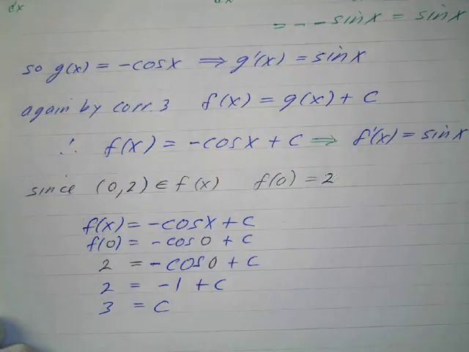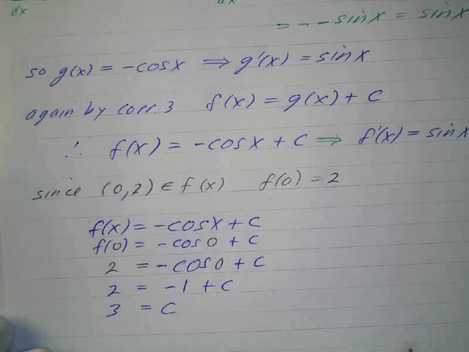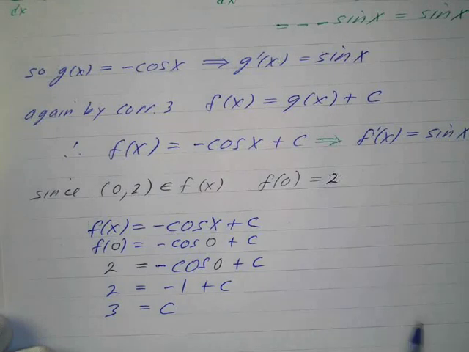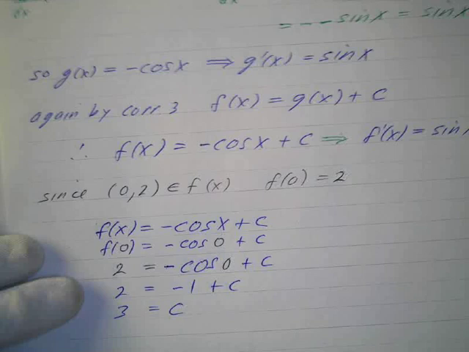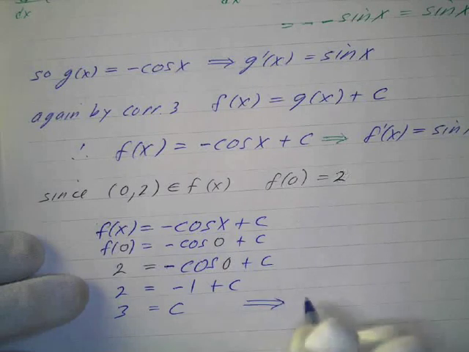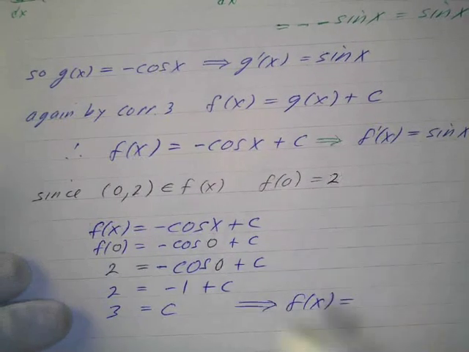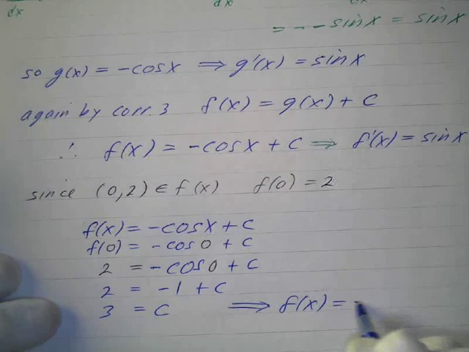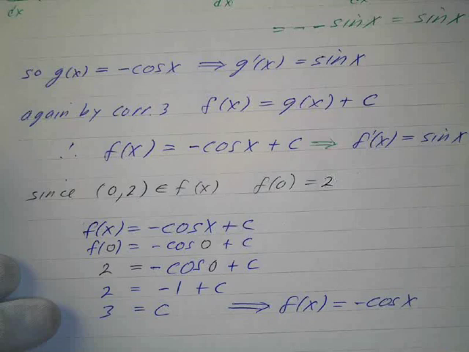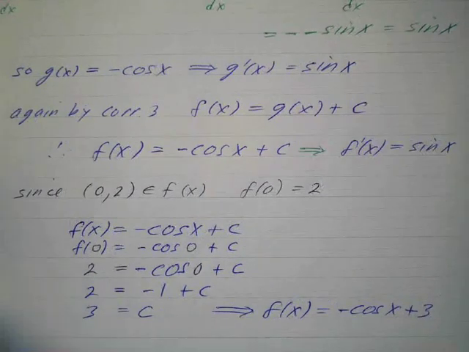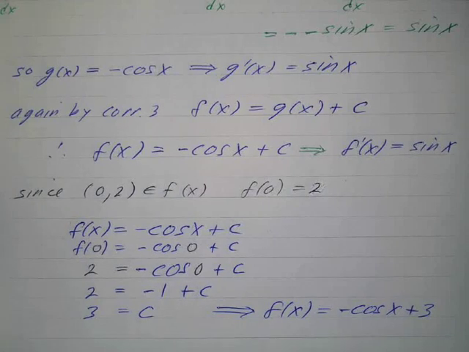Because we know that f of x, we can just put that right back in there, and then we can say that f of x equals the negative cosine of x plus c, but what's my c? My c is 3. And these are the next set of problems, to actually find what the value for c is. Okay? So hope that helps.